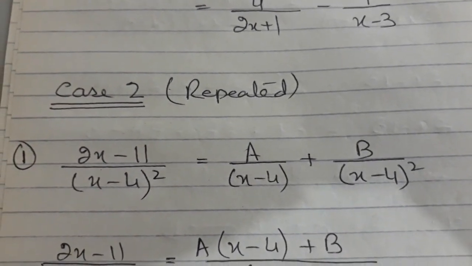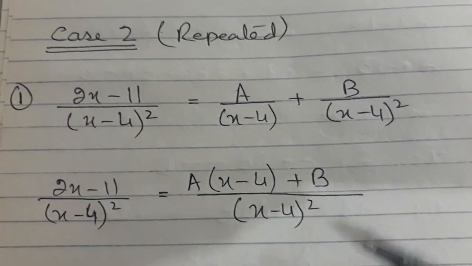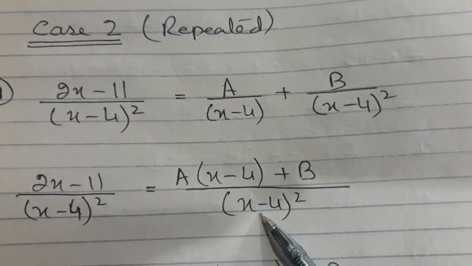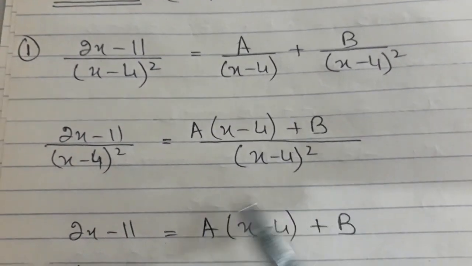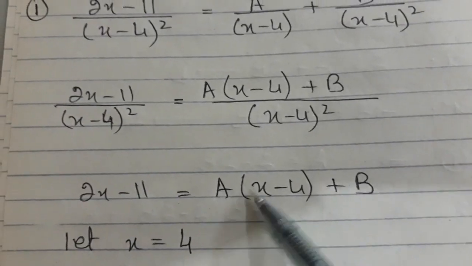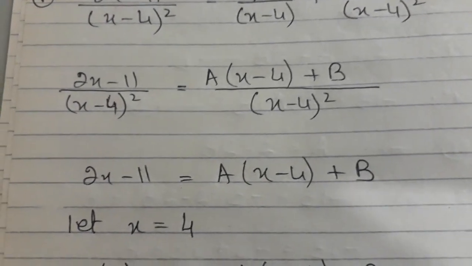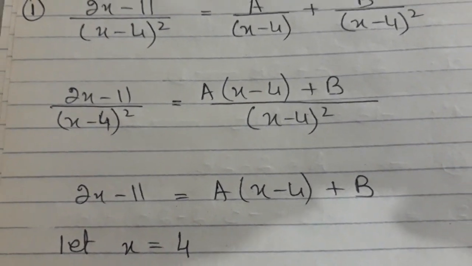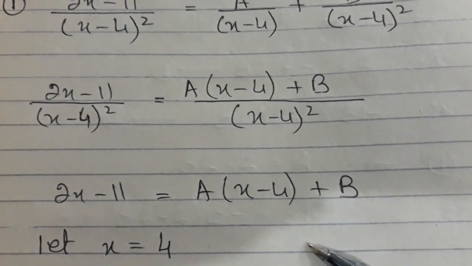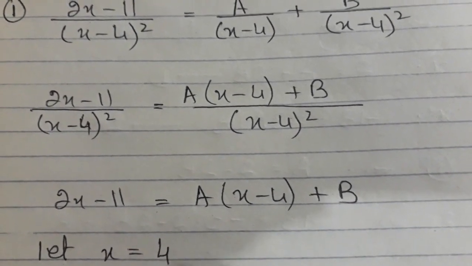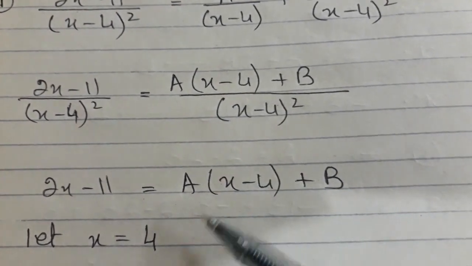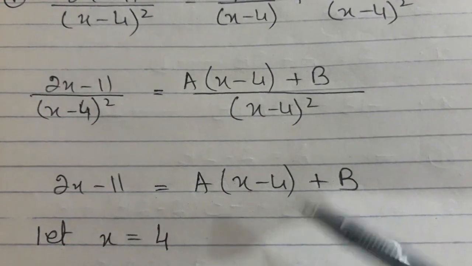After that you will take the LCM, and we know that the LCM of these two denominators will be this. Now it will be equal to 2x minus 11, because the denominators are the same, we can avoid writing them. So we are writing the numerators, and I said I will do this by the substitution method. So by the substitution method I will take a value of x, for example 4. Why am I taking 4? When you are doing substitution, you try to eliminate terms, which simplifies your working.